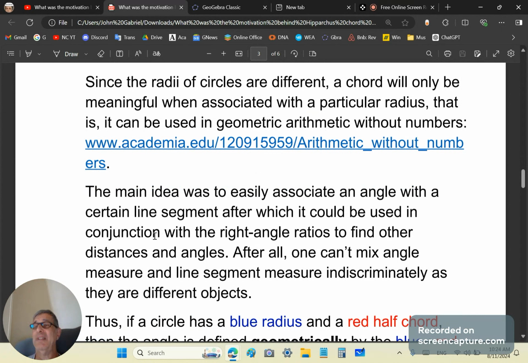Why would Hipparchus need a table of values? Well, simply this, because those who used to build monuments and constructions in those days didn't know anything about mathematics and much less about numbers. So they needed some kind of guidance, and they could only get it with respect to geometry. In other words, a chord related to a particular radius. Okay? The main idea, and of course, you can learn more about this in my fantastic article, Arithmetic Without Numbers, and also watch the video inside that article.